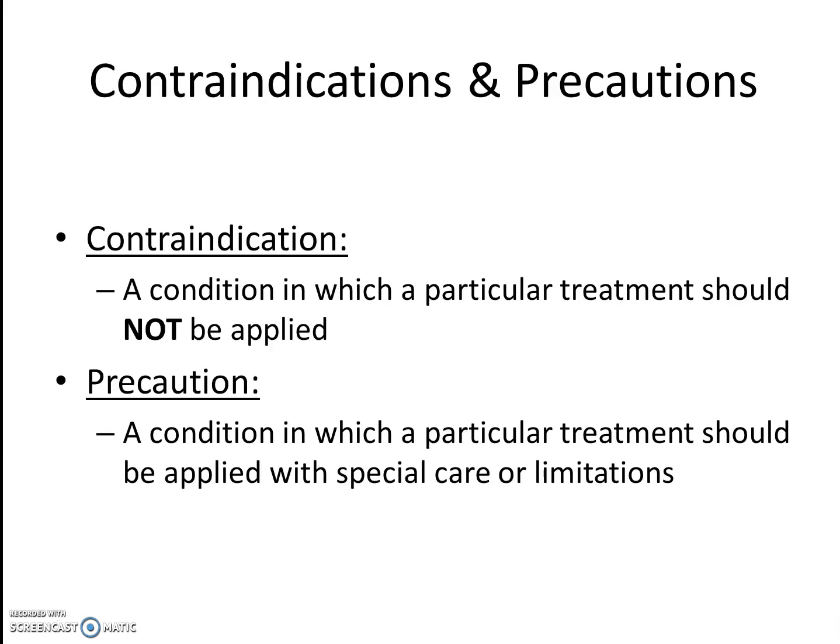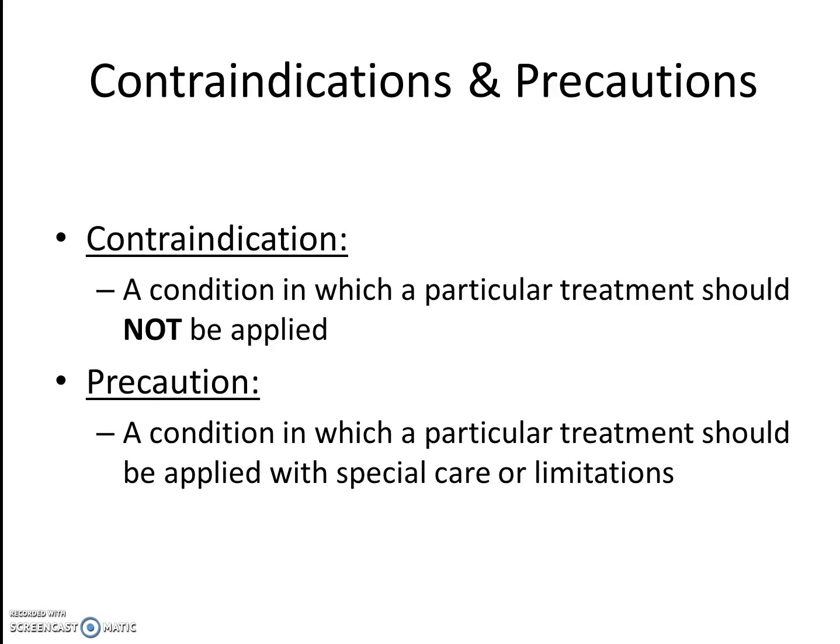Some examples that we might consider for precautions and contraindications: open wound is definitely one, an infection is definitely another one to consider, a blood clot is something to consider, and even things like lack of sensation. So if you go to put a hot pack on someone's shoulder and they don't have sensation there, they're not necessarily going to be able to tell you what the modality feels like.